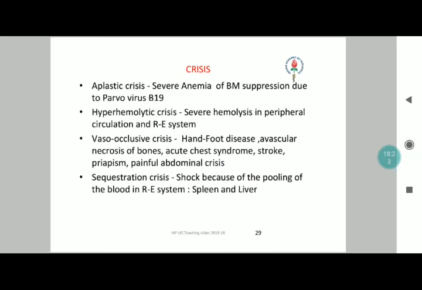When I say crisis, aplastic crisis is where there is severe anemia from bone marrow suppression, typically because of parvovirus B19 infection. Hyperhemolytic crisis is where there is severe hemolysis in the peripheral circulation and in the reticuloendothelial system. Vaso-occlusive crisis can be seen in hand-foot syndrome, avascular necrosis of bones, acute chest syndrome, stroke, priapism, and even in a painful abdominal crisis also. And a sequestration crisis is where shock occurs because of pooling of blood in the reticuloendothelial system, specifically in the spleen and the liver. Each of these 4 examples are important to be enumerated where crisis comes up.